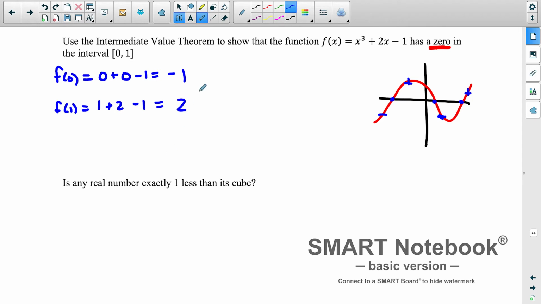Now look, what happened? We went from a negative to a positive. I'm even going to write in here: sign change.